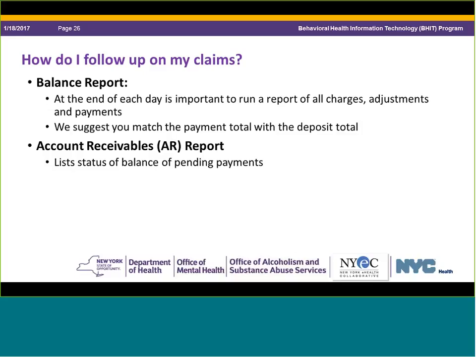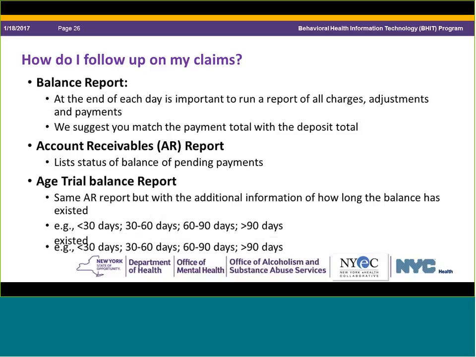Do we have another type of report? There is one that I like to use a little bit better than the AR report. It's called the Trial Balance Report. It's very much like the AR report. One of the differences is that it gives you aging buckets. So it lets me know how long a particular claim has been waiting for payment.